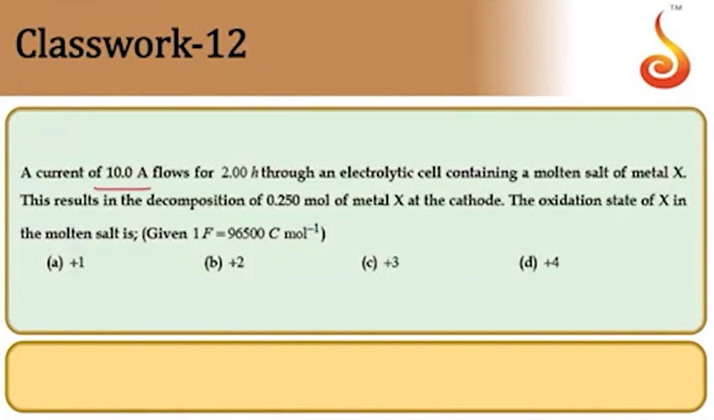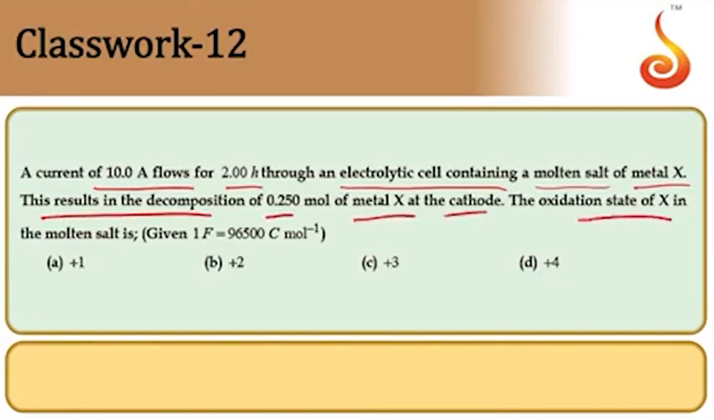12th one. A current of 10 amperes flows for 2 hours through an electrolytic cell containing molten salt of metal X. This results in decomposition of 0.250 moles of metal X at cathode. The oxidation state of X in the molten salt is? So time is given, current strength is given to us, and moles of metal formed is also given to us. We need to find out the oxidation state of the metal.